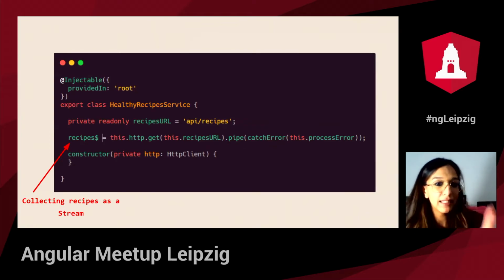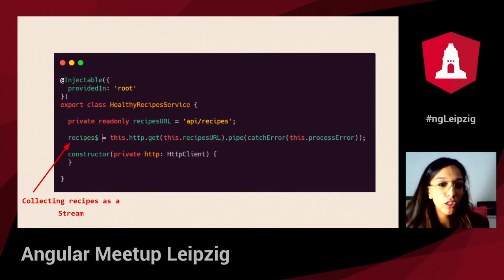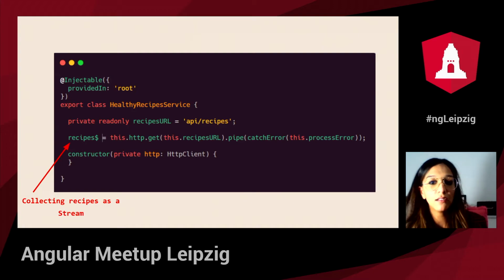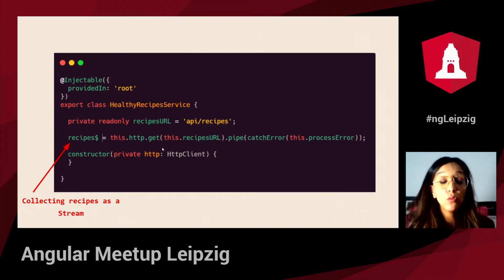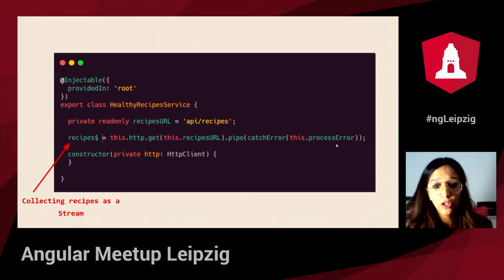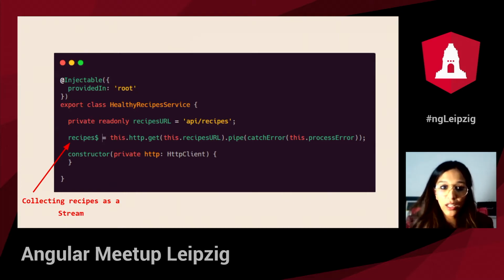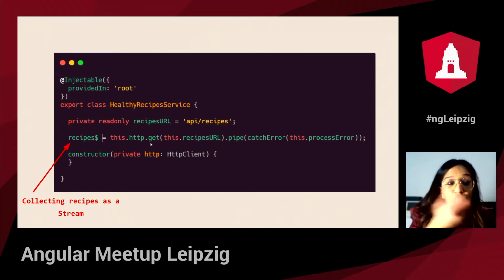Before I talk about shareReplay, I will show you in code what I was describing. Here I have recipes$, which is my stream that will call an API. It's the GET API. And here I am just catching the error, and I am calling my custom function to process the error. So this is the recommended pattern in order to collect streams. I have my stream as a public attribute in my service, so every component can just inject the service and consume it, no problem.